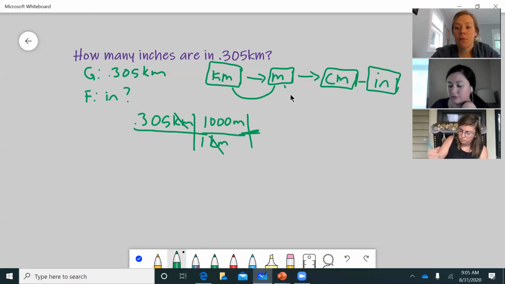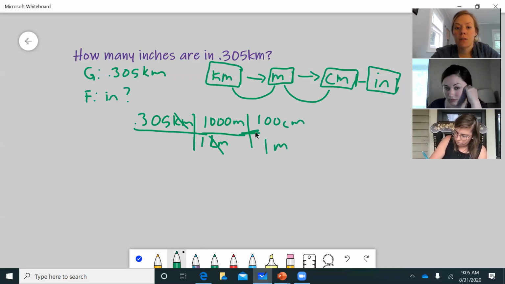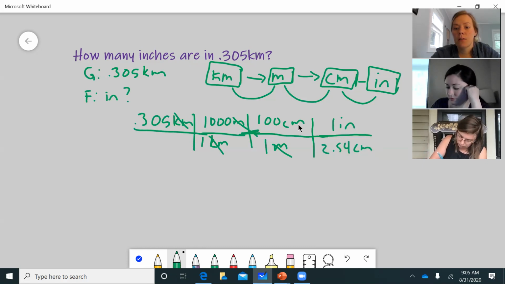All right, next step is to go from meters to centimeters. So I know that 1 meter has 100 centimeters in it. Meters will cancel, okay? The last step is to get from centimeters into inches. So 1 inch equals 2.54 centimeters. Centimeters will cancel. So we end up with 0.305.